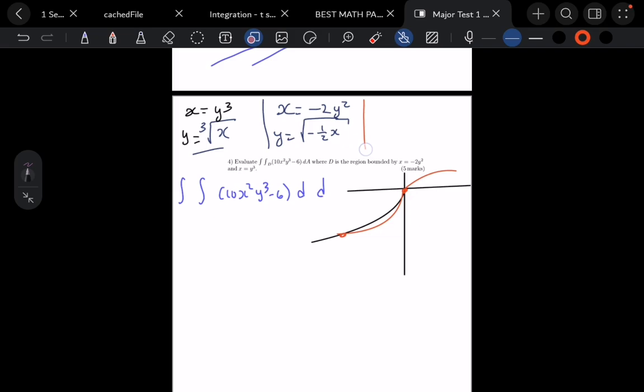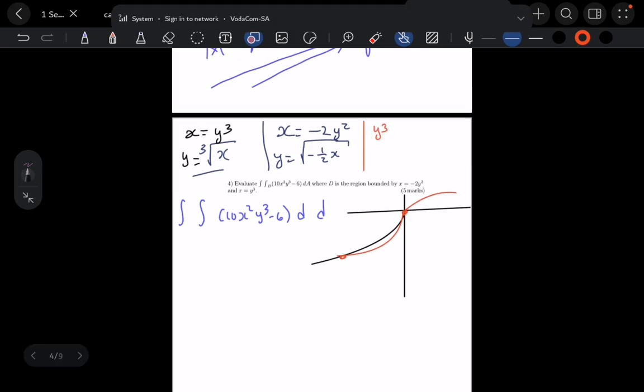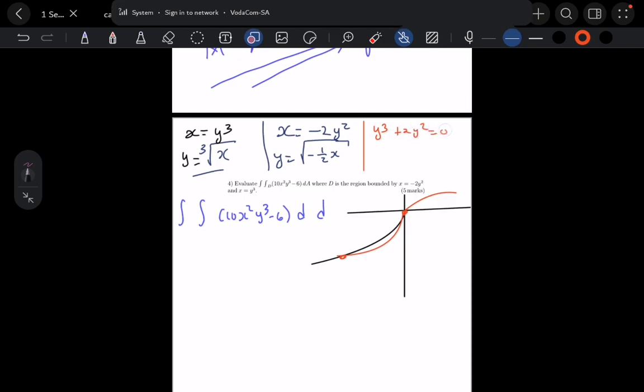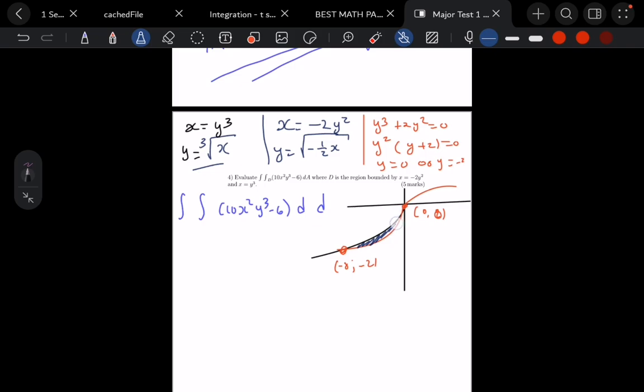So to do it, let us just solve for y. Setting them equal, y cubed plus 2y squared is equal to 0. Take out the highest common factor of y squared, and I'm going to have y plus 2 is equal to 0. So y is either 0 or y is minus 2. So there I'm going to have negative 2, and there it is 0. If you substitute y cubed as x, I'm going to have negative 8 there. So your region is this part here, the shaded part.